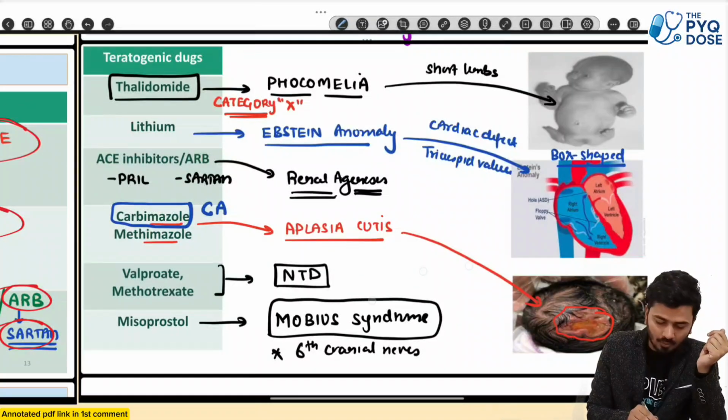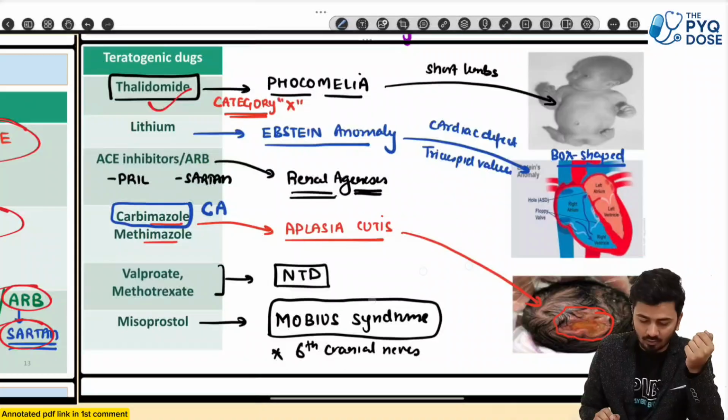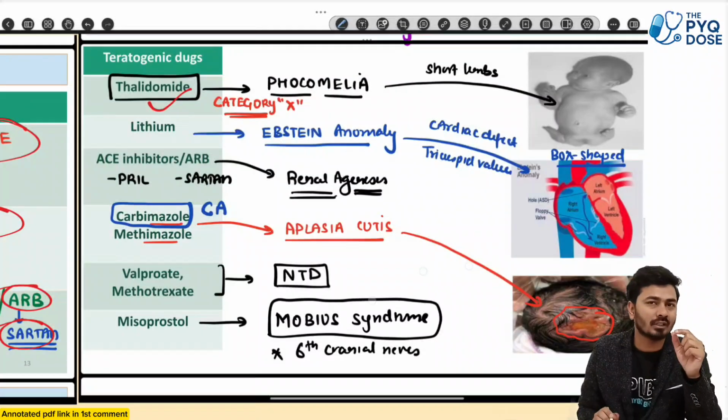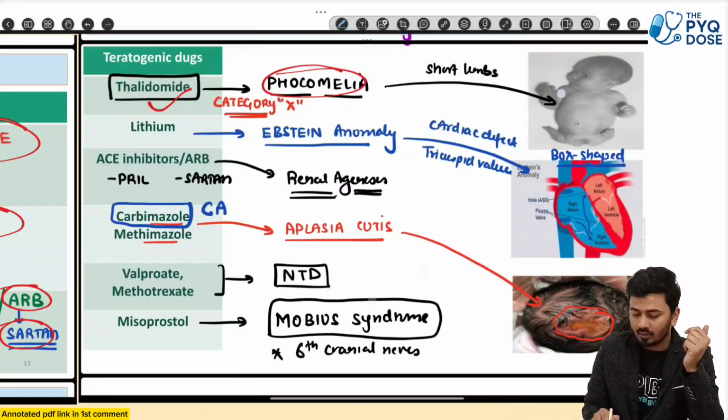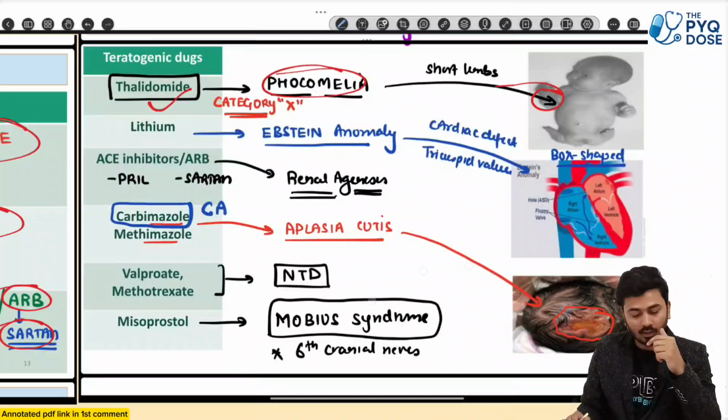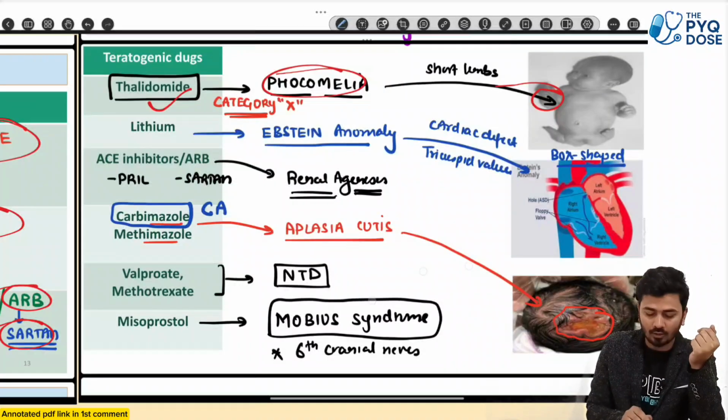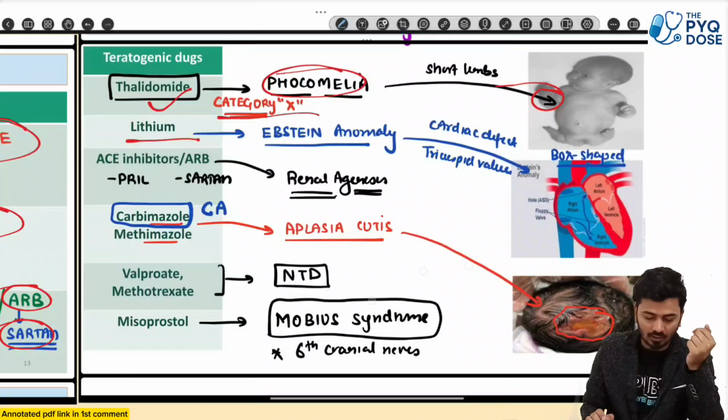Teratogenic drugs like thalidomide. Teratogenic means it will cause harm to the growing fetus. Thalidomide generally causes phocomelia, where the children can have short limbs. This is a category X drug. Lithium generally can't be used.